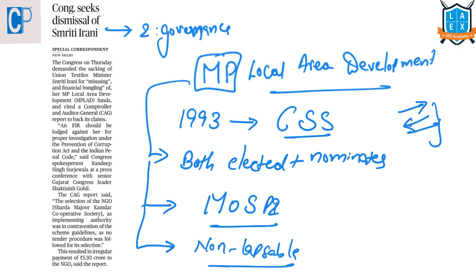And at present, the entitlement per annum is 5 crores for each MP, and the role of every MP here is only recommendatory. They can only recommend their choice of work to the concerned district authorities. It is the district authorities who will implement the work.